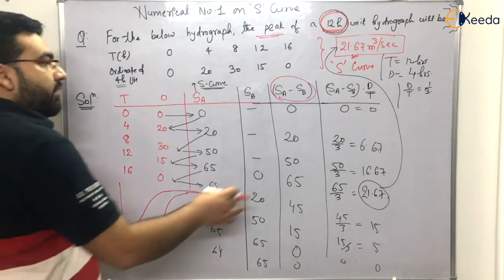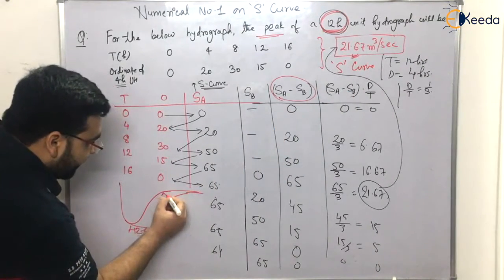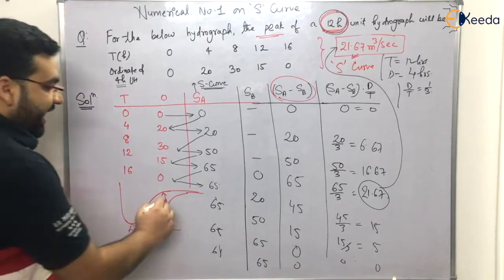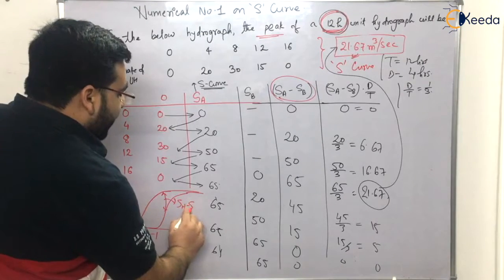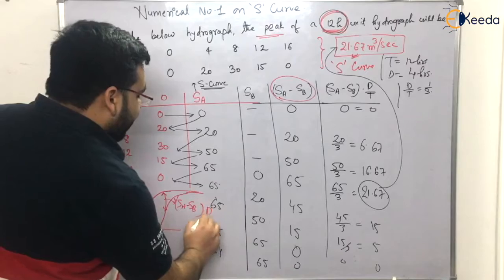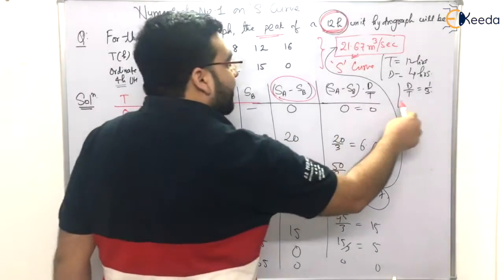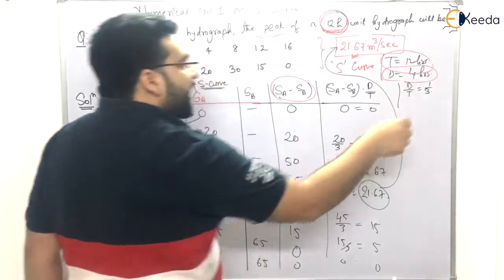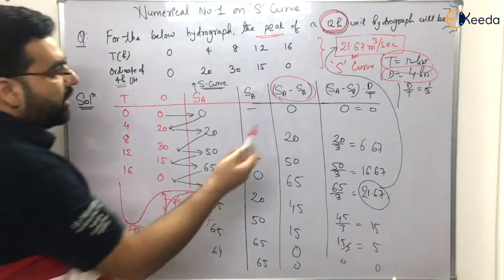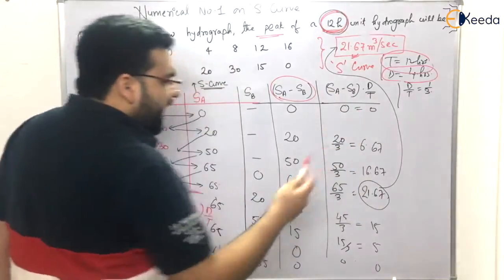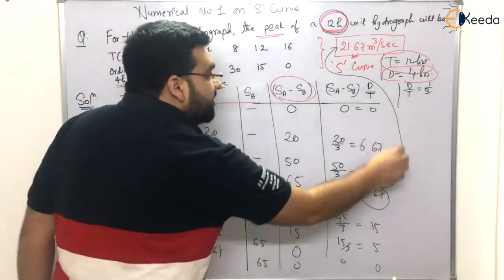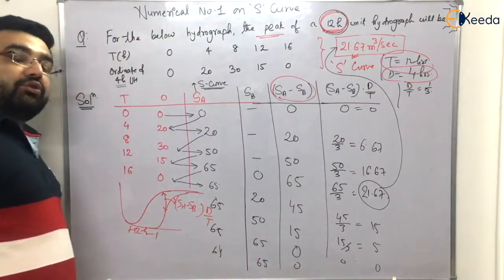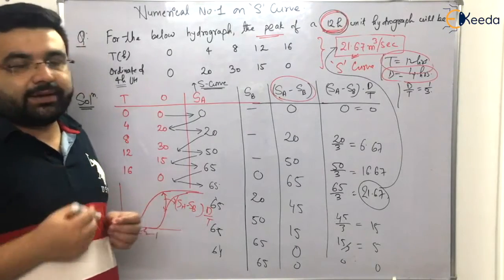Clear? Then what we have to do? SA minus SB. Then we calculated SA minus SB and we multiplied it with D by T. How much is D? D is equal to 4 hours, and T is equal to 12 hours. So D by T will be equal to 1 by 3, or in other words we have to divide it by 3 and you will get the answer. So the same answer which we got from the method of superposition. It is the same method.